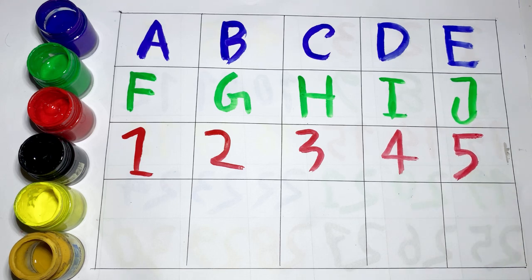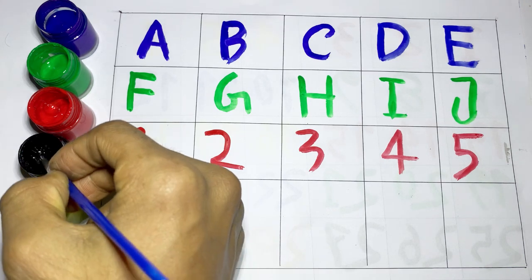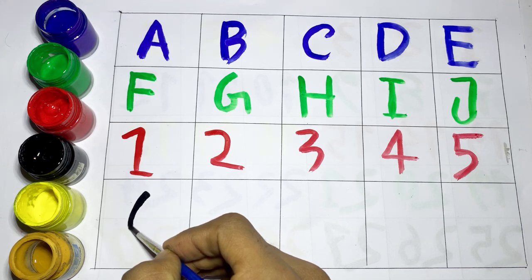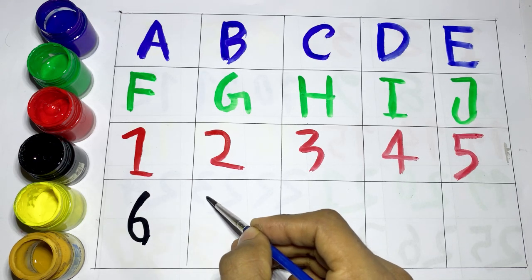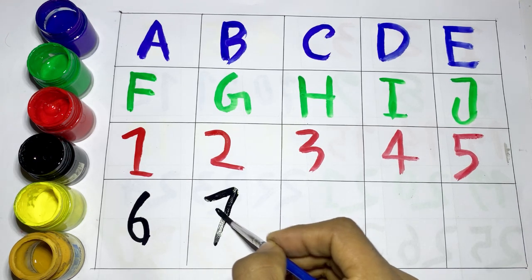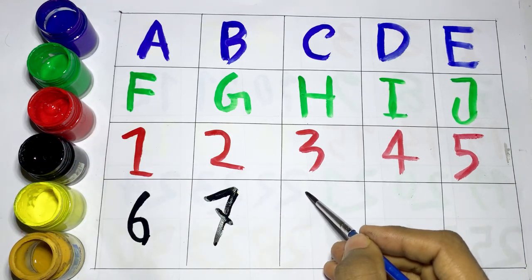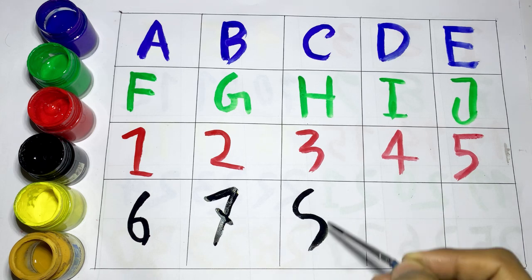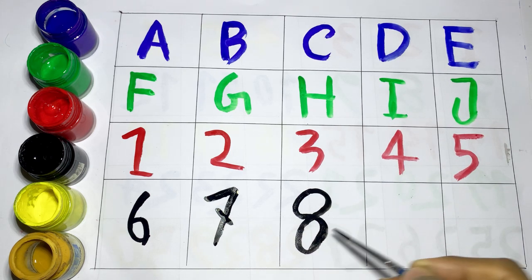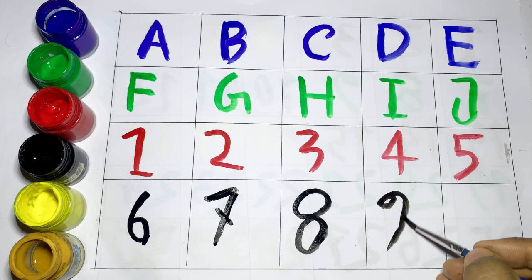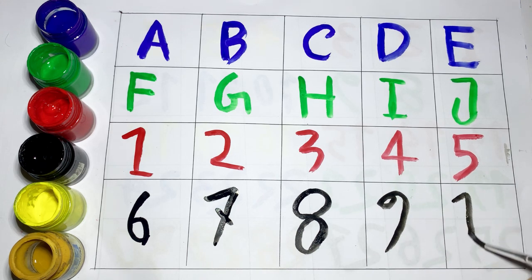Kids now draw 6, the numbers of 6, and use black color. S I X 6, 7 S E V E N 7. Kids now draw 8, the numbers of 8, E I G H T 8, 9 N I N E 9, 10 T E N 10.